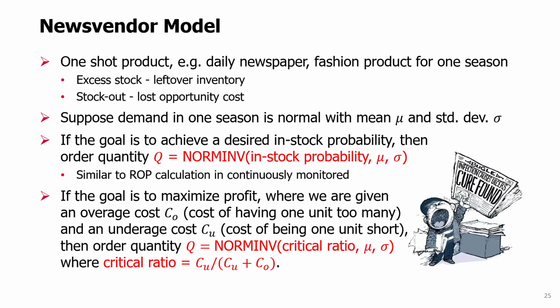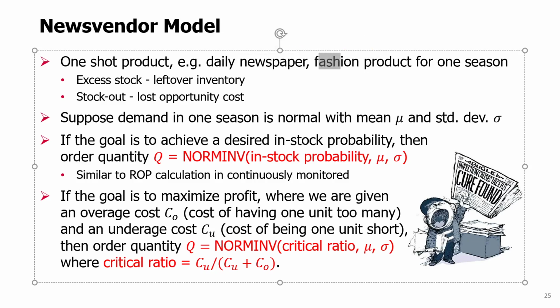However, there are some cases where we cannot use products at all that are carried from one cycle to the other. There are examples of these products. We call them sometimes one-shot products. The example could be a daily newspaper or a fashion product that is sold in just one season. For example, the next year's season, we're not going to use the product that we have been selling in the current year. And in that case, we have a problem of excess stock, right?